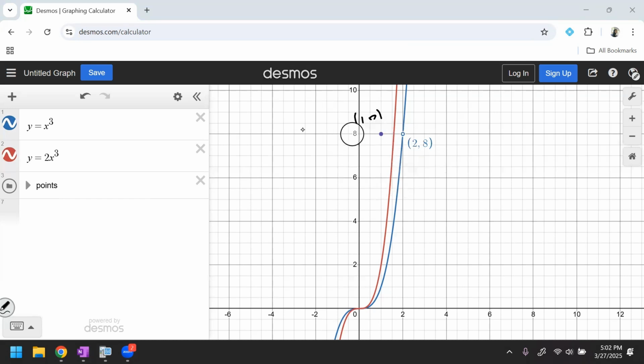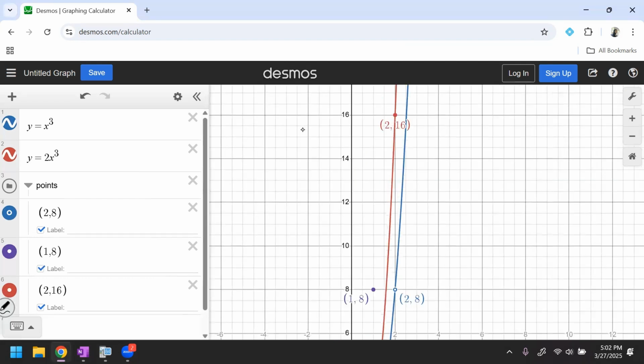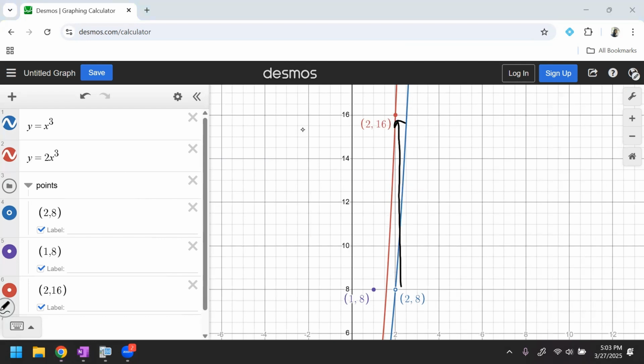That's because this blue graph is not being compressed inwards by a factor of 2. It's actually being stretched vertically by a factor of 2, okay? So even though (1, 8) is not on this graph, (2, 16) is, because that point did not go left, it actually went up. So how does this make sense? How do I tell whether it's an inward compression or an upward stretch?